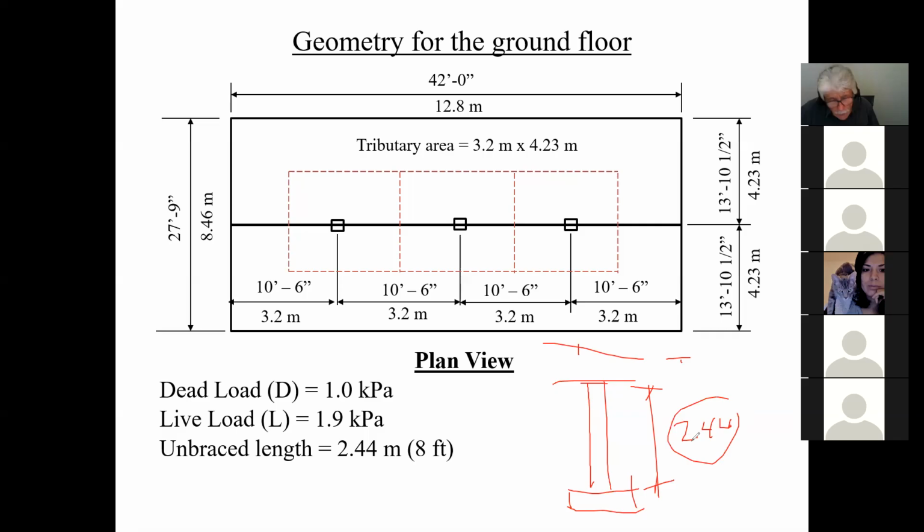And therefore, when you go to the table, if you have values for 2.4, take values of 2.4, that will be close enough. But this is the unbraced length of your column, okay? So there you have it. So that's just to guide you on what you have to do to move your project along.